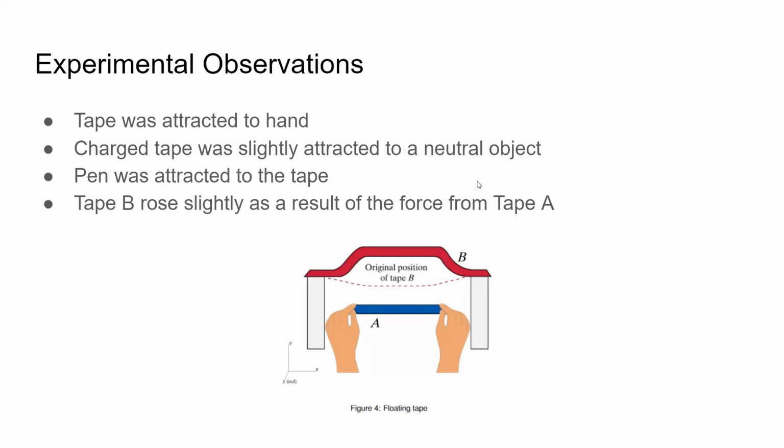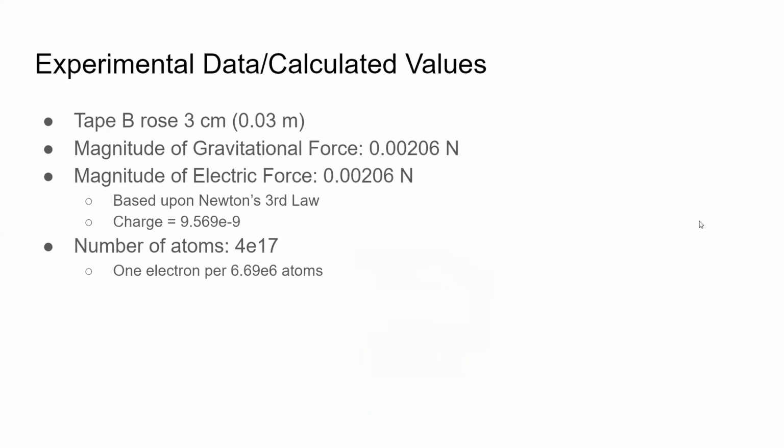And then for the main part of the experiment, tape B rose slightly as a result of the force from tape A. So this is what it looked like. You can see this from the lab instructions, but this was exaggerated, because it actually only rose 3 centimeters in real life. After that, the magnitude of the gravitational force was calculated, which was its value, and that was the same magnitude as the electric force based on Newton's third law.